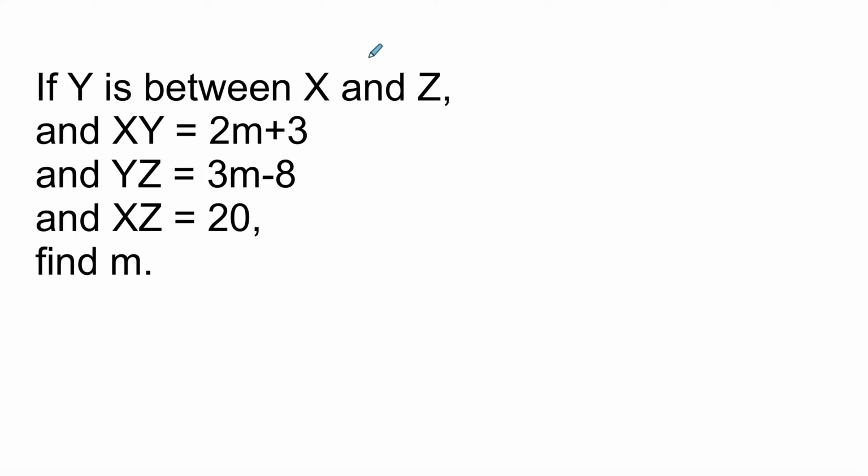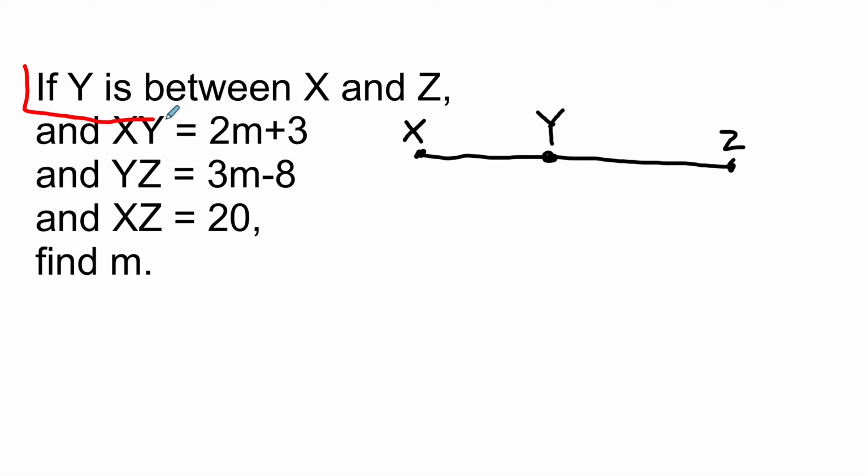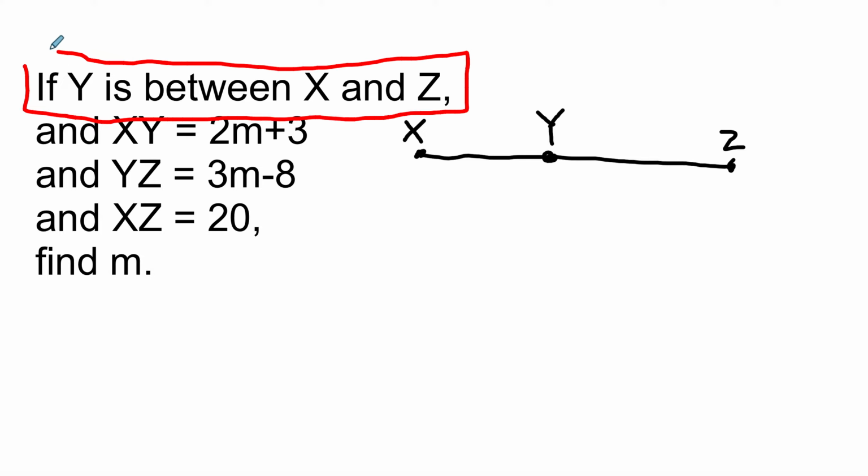So if y is between x and z, now right away, as soon as you see that, a picture should come to your mind. You should be thinking, okay, if y is between x and z, then I have a line. X and z are clearly the endpoints, and I have a point in between them, which is y. This statement, if y is between x and z, has a picture attached to it, and that picture is this. As soon as you see things in geometry that have statements like this, you should automatically be thinking of pictures in your head.